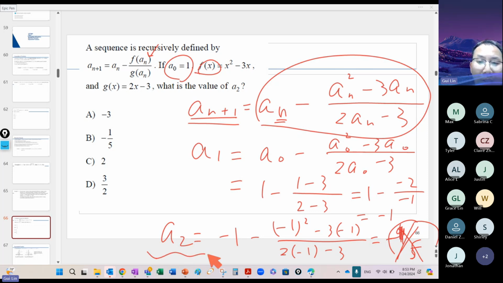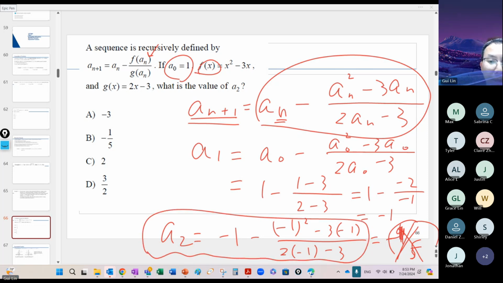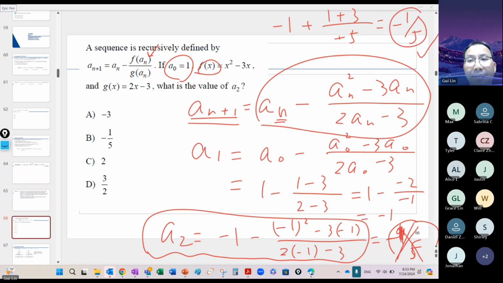Do your calculations here. Can you guys do this? Let me use the top here: negative 1 minus 1 plus 3. The bottom here is negative 5, so here became positive. So here is negative 1 over 5. Yes, that's it. So the answer would be B. Is it correct? Everyone got the same answer as mine?